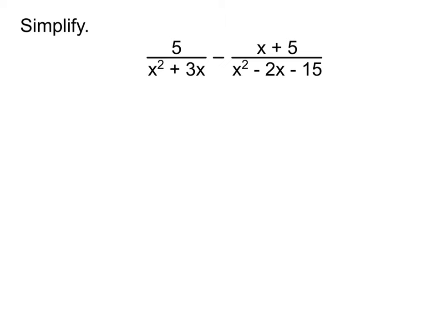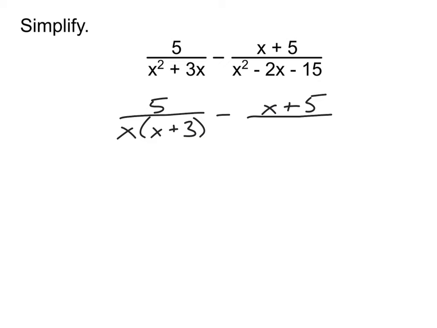On the first fraction, the 5 obviously is not going to factor on the top. Does the bottom factor? Yes, it does. Notice in this case, it factors by pulling the x out of both terms. Then minus. For the second fraction, on the top, the x plus 5 won't factor, so it is what it is. On the bottom, x squared minus 2x minus 15, is that a factorable quadratic? Yes, it is. That's going to be x minus 5, x plus 3. All right, so now we got that.